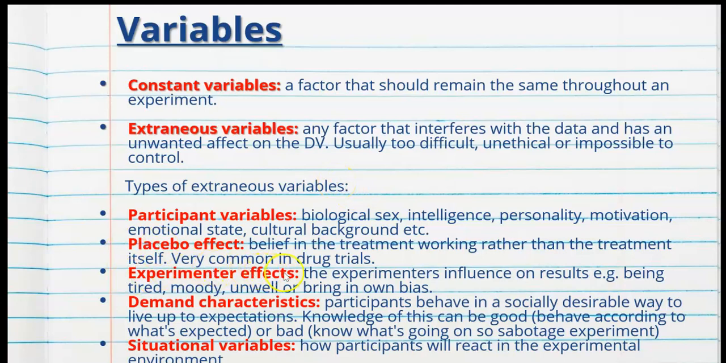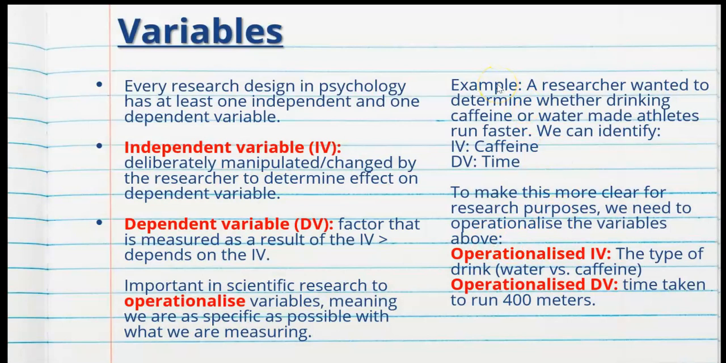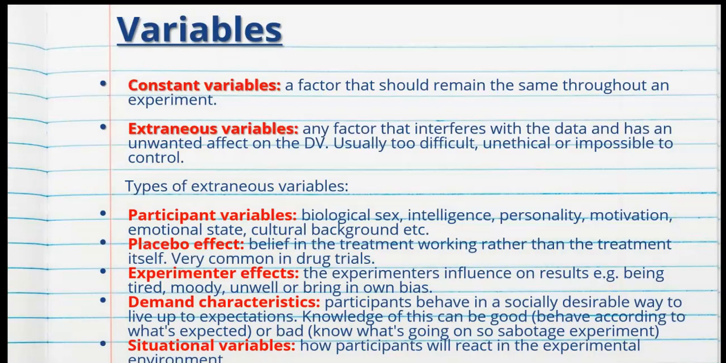Next, we've got experimenter effects. So the experimenter's influence on the results. So for example, being tired or moody or unwell, or bringing in their own bias. So it may be the experimenter themselves that causes an extraneous variable to occur. So if we go back to this example, all right, it might be that the experimenter was a bit tired, so didn't actually accurately take the time, for example, or didn't believe that this was a valid experiment, so didn't really take it seriously in terms of measuring the amounts of caffeine, or didn't give them enough, or didn't give them enough water, or didn't run the actual experiment enough times. All right, all of these are extraneous variables that reduce the accuracy.